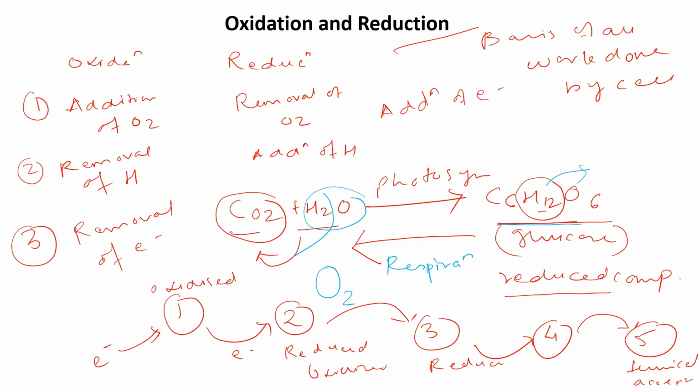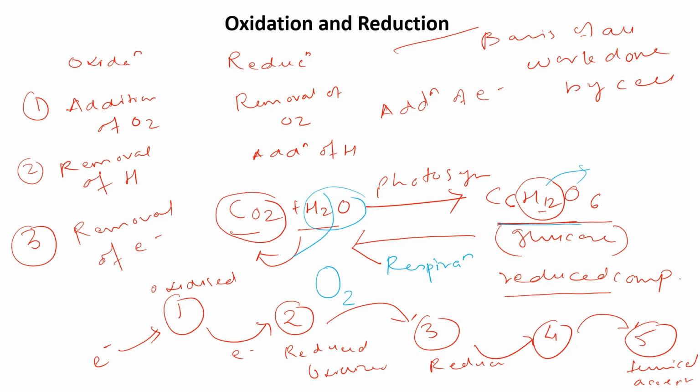That's why 1 can donate the electron and 2 can take the electron. Similarly, 3 has more electron affinity compared to 2. Therefore, 2 can donate electron to 3. 4 has more electron affinity compared to 3. Therefore, 3 can donate electron to 4, or 4 can take electron from 3. This flow of electron is actually responsible for all the work done by a cell.